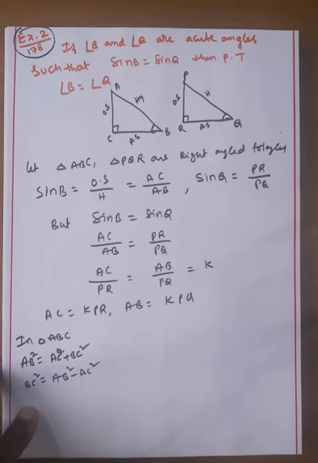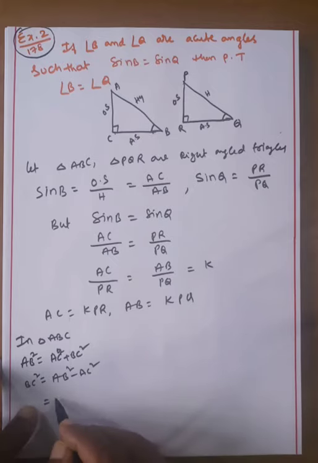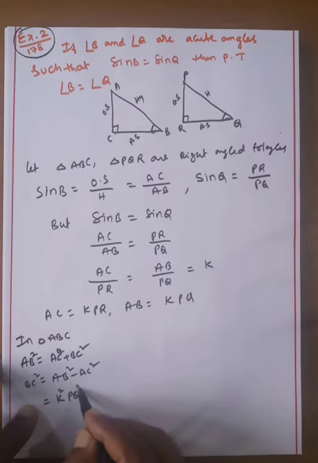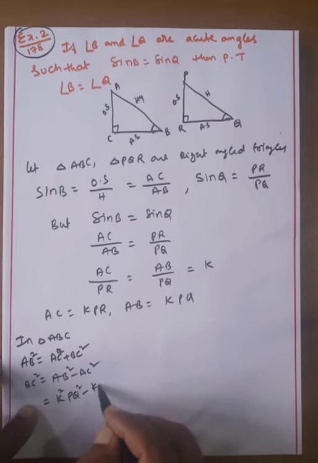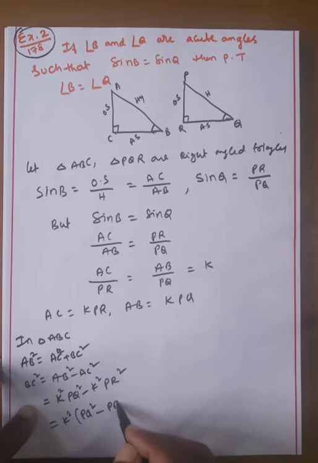I think you have understood. What is AB square? AB is equal to K PQ, so AB square is K square PQ square minus K square PR square. Taking K square common, we get K square into PQ square minus PR square.